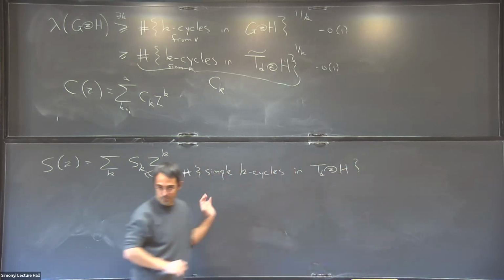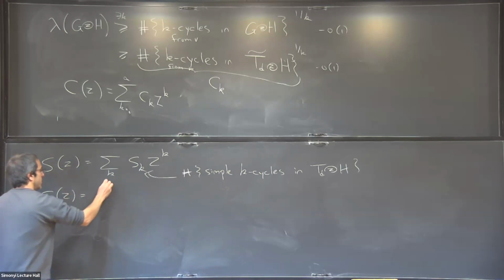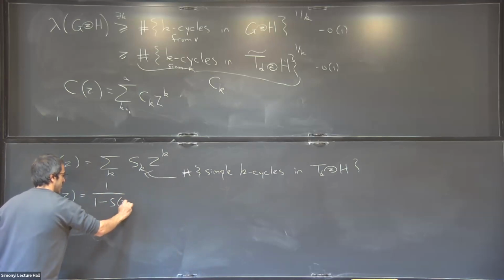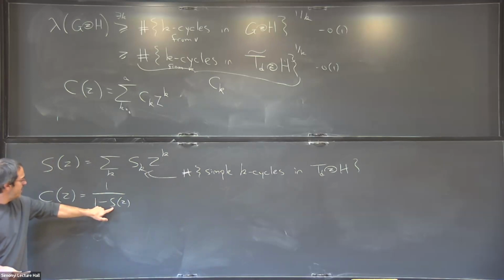Again, they originate at the root, and it's enough to do that because what is a cycle? It's a sequence of simple cycles. So in terms of generating functions, you get the relation, it looks like this. And so once you understand S of Z, you can understand C of Z.